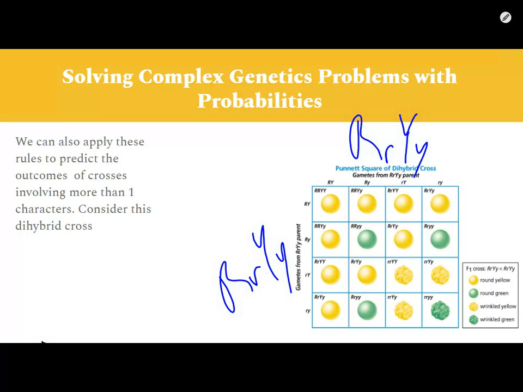So the R's are for round or wrinkled. If you've got a dominant allele with the R's, that means we're going to have a round seed. If you have both recessive, you're going to get the wrinkly seeds. And then Y is with color. So dominant allele is yellow, recessive allele is green. That's what we're going to be working with.